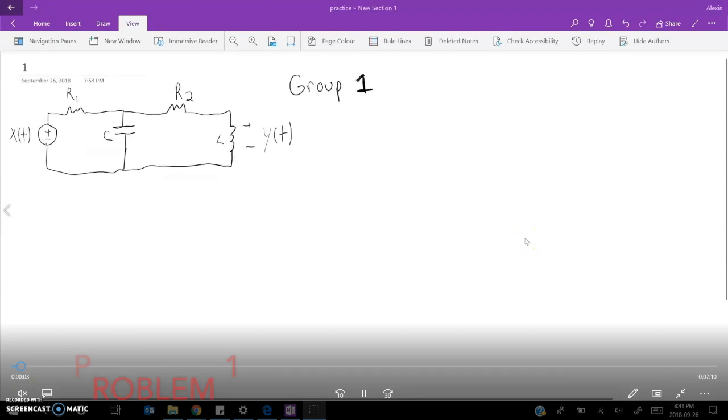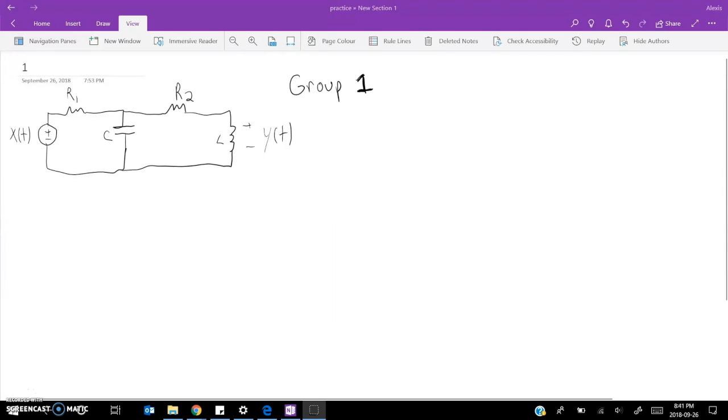We are given this circuit for problem 1. This circuit consists of a power supply X of t, and our circuit is also composed of two resistors R1 and R2. It is also composed of one capacitor and one inductor, and our goal is to relate the input X of t, which is a voltage input, to its output voltage Y of t. So the goal is to obtain a differential equation which relates both.